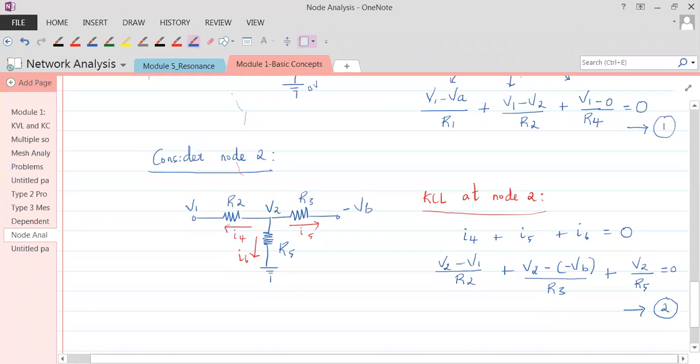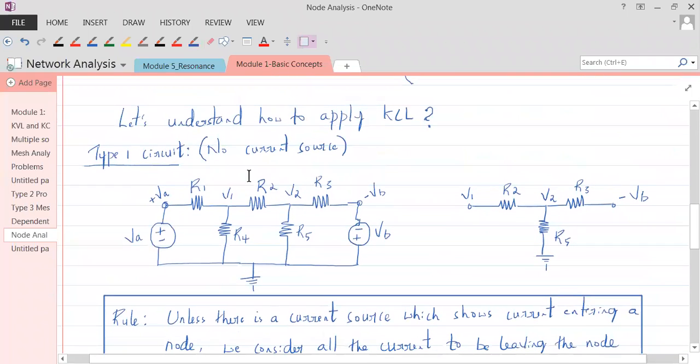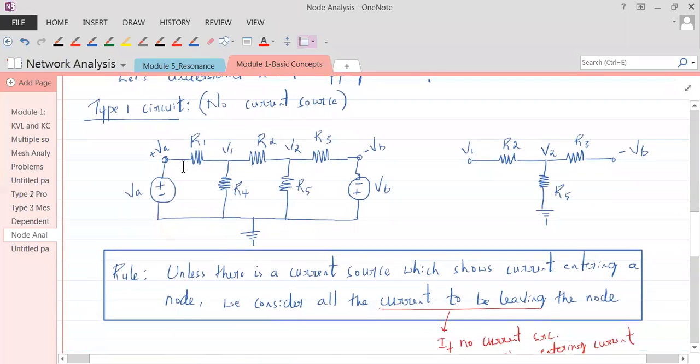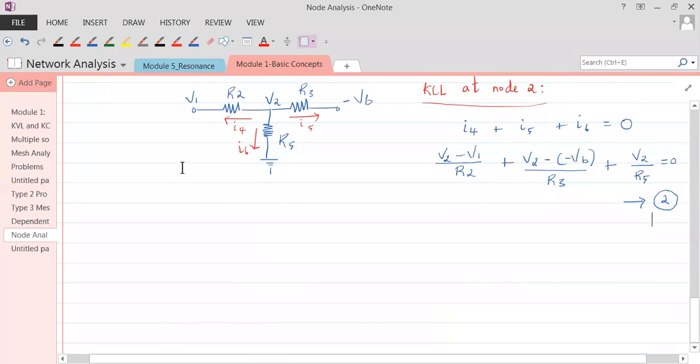Fine. This is type 1 problem wherein there are no current sources. Now let's consider type 2 circuit as a circuit which involves the current source. So let me just take that fast. Type 2 circuit. In type 2 circuit, what's happening? Current source is present.